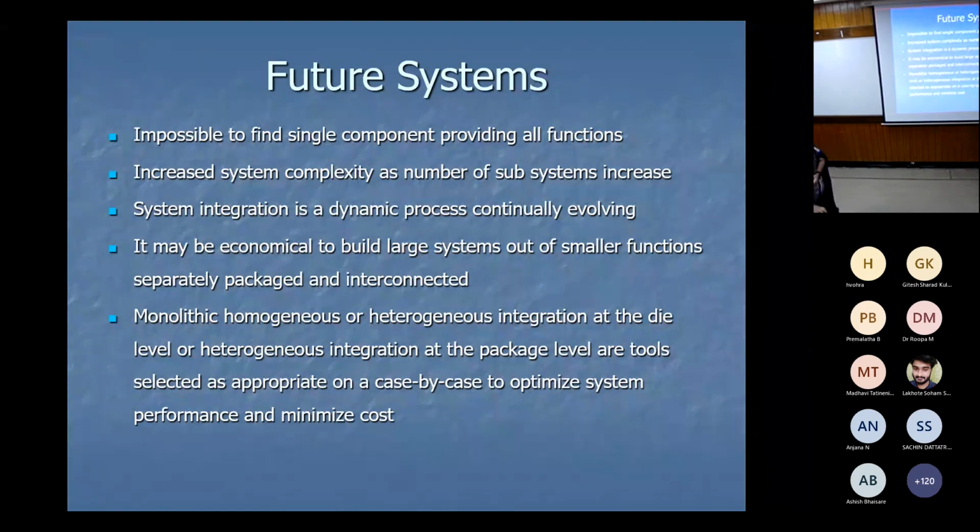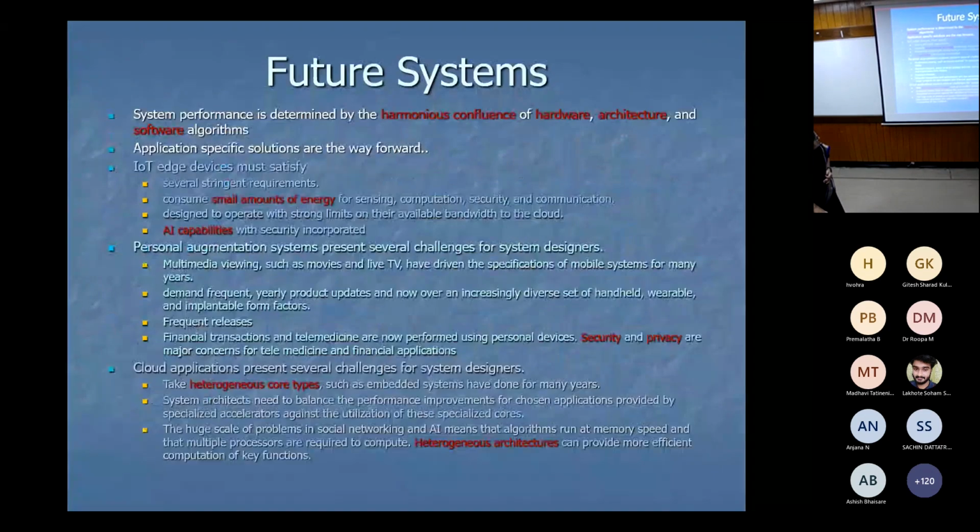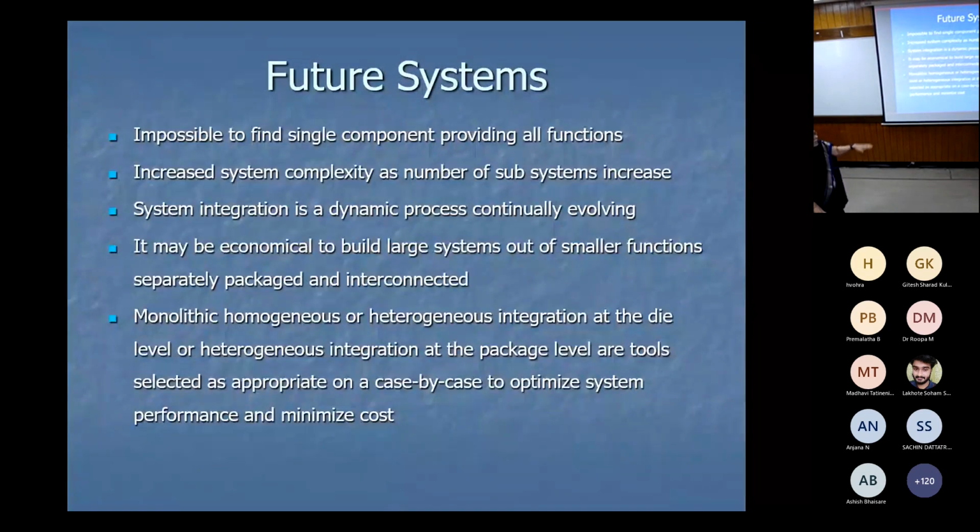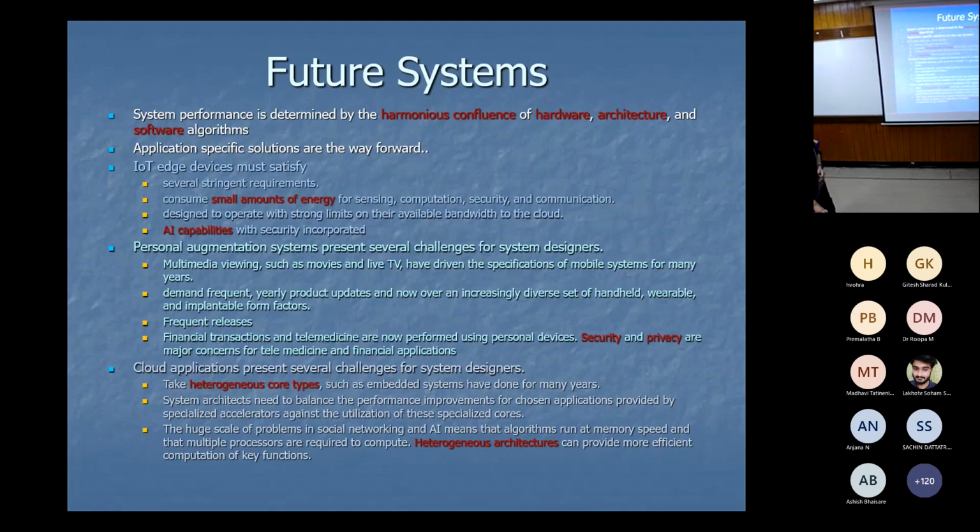the application stack? Okay, the entire stack. And it has to be addressed case by case to optimize the entire solution. System performance is, of course, determined by the harmonious confluence of hardware, architecture, and software. So our architecture should be perfect. You do the modeling of the entire solution, then decide. It was simply a hardware-software partition for us earlier, but today we are talking about the solution.